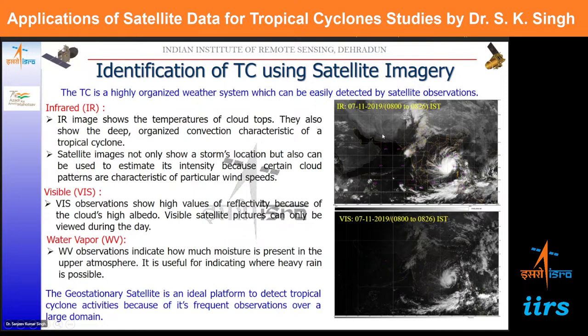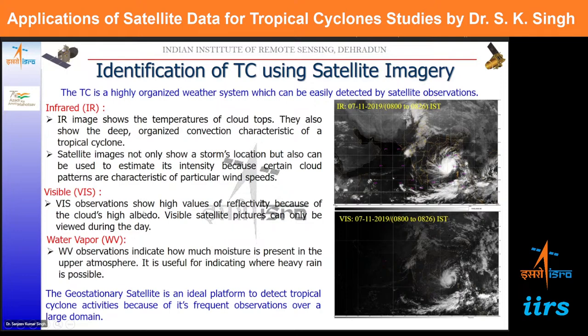It shows how deep and organized the convection of this cloud band is. The satellite image not only shows the storm location, but also allows estimation of the intensity, because certain cloud patterns are characterized by particular wind speeds. I will discuss how the wind speed intensity is calculated using the IR image.